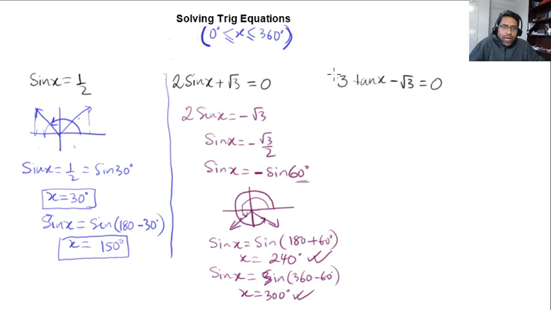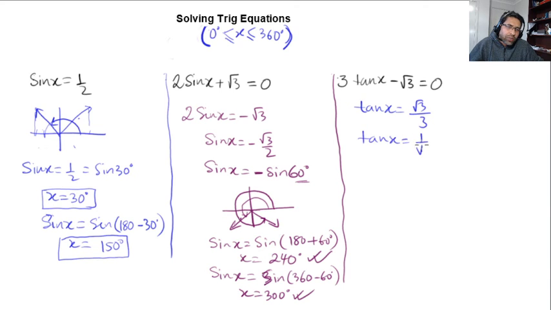Now we can do another one. Let's say we have tan x minus square root of 3 equals 0. I can again rearrange that equation, which is tan x equals square root of 3 divided by 3, if I divide by 3. Then tan x equals 1 over square root of 3, and if you remember, tan of 1 over square root of 3 is tan of 30 degrees, so we can straight away write down x equals 30 degrees.